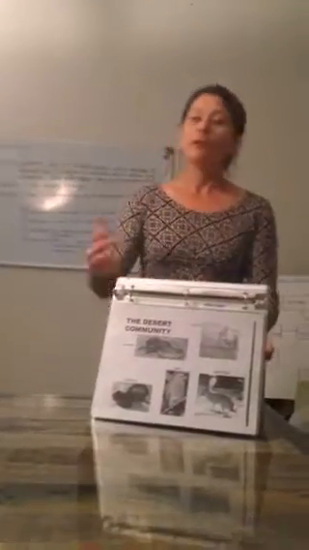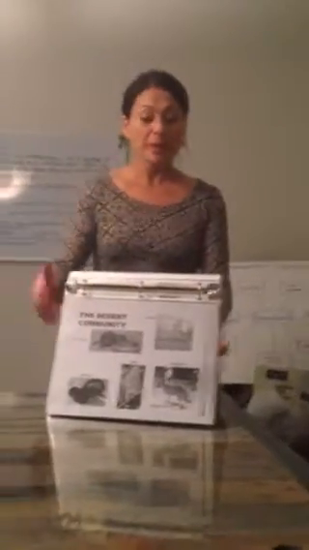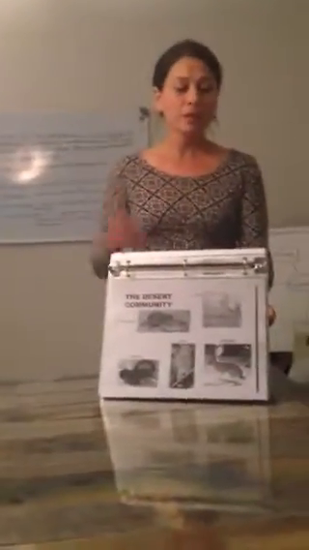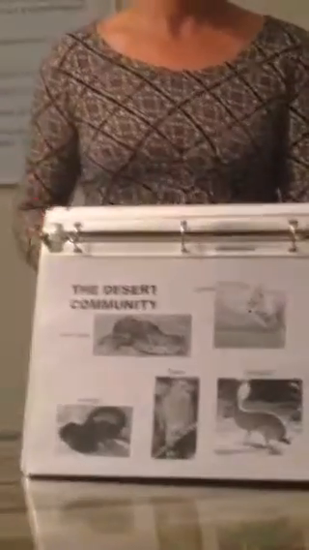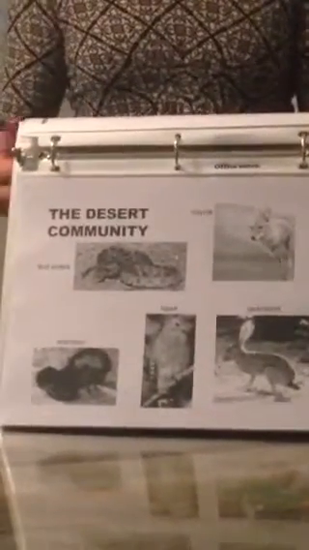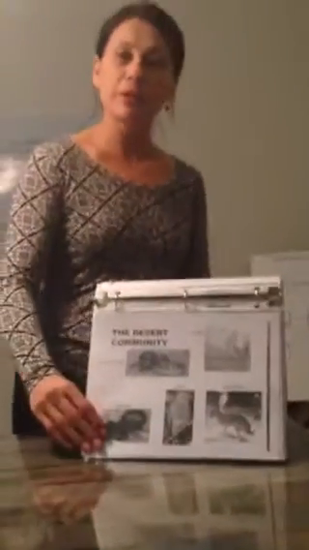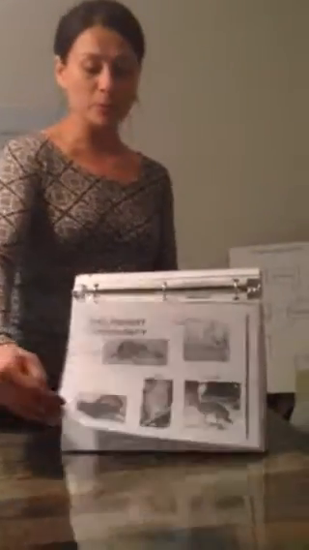Now, again, here are some of our friends from that community, from the desert community. We'll see a bull snake, we'll see a coyote, we'll see scorpions, we see a hawk, and we see a jackrabbit. Again, these are just some of our friends in that community, some of the animals.